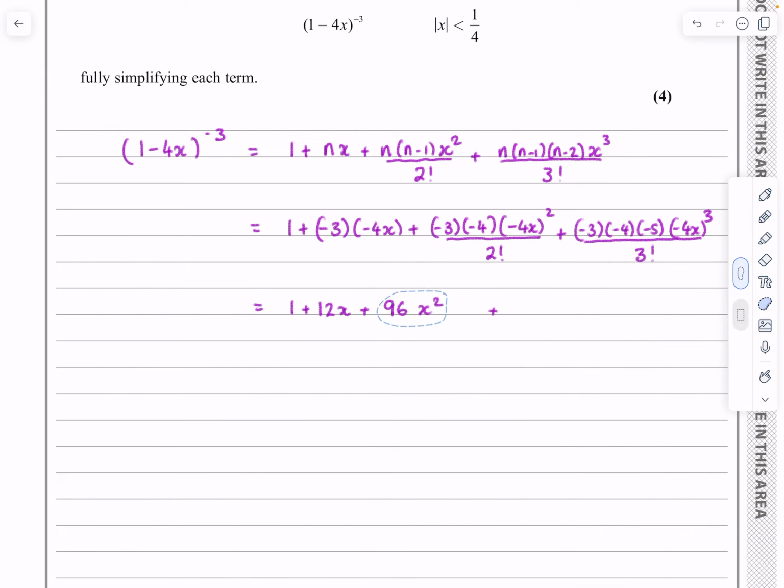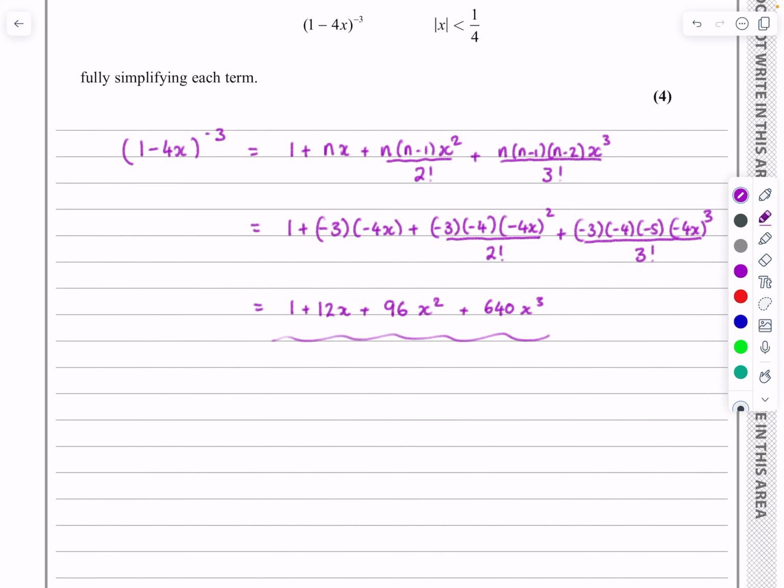If I'm doing the last one, then 3 times 4 times 5 times minus 4 cubed, don't forget that minus 4. So minus 4 cubed, all divided by 6, all divided by 3 factorial. We know it's going to be a positive value because we've already looked at the signs here. So that actually works out to be 640x cubed.